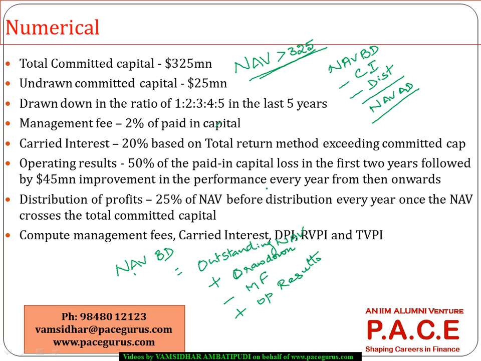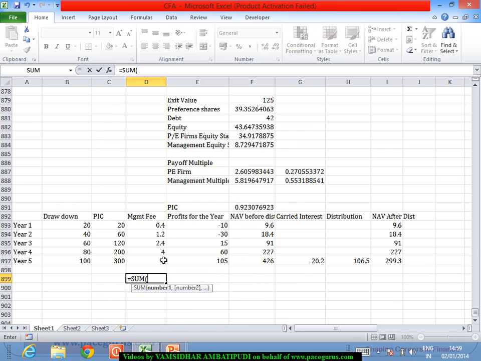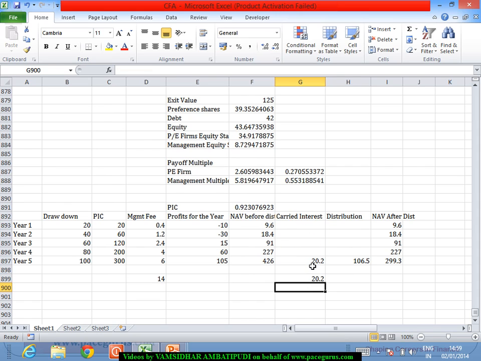Now I can very well find out the total management fee here. I can add up all of them, right? Now everything is with me. So the total management fee in this process is going to be around 14 million. The total carried interest is going to be around 20.2 million. And the amount that got distributed within this 5-year period is to the extent of 106 million.